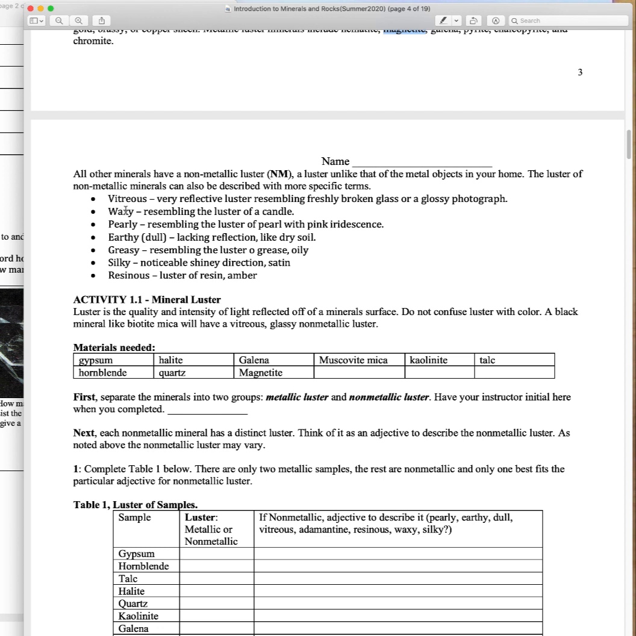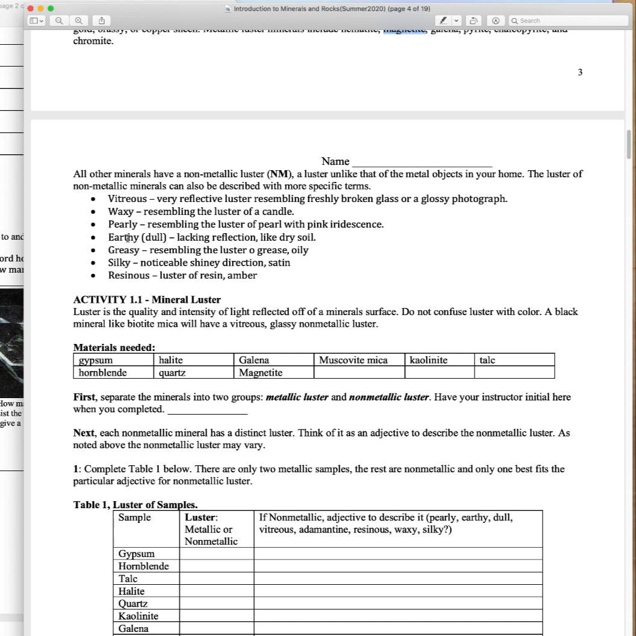Waxy is a little bit of a dull luster, sort of like candle wax. Pearly will have some iridescence, a little bit of maybe some pink or purple coming out, like when there's a thin layer of oil on water, you may see that iridescence. Pearly sometimes will show that as well.